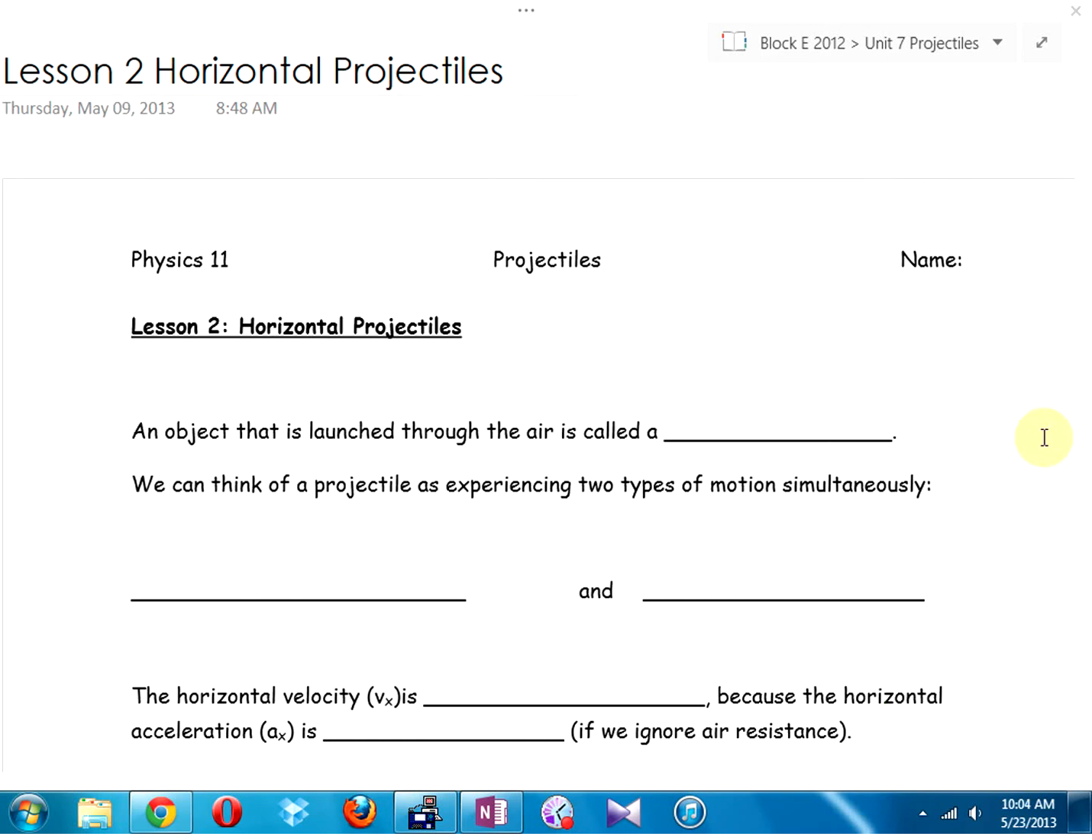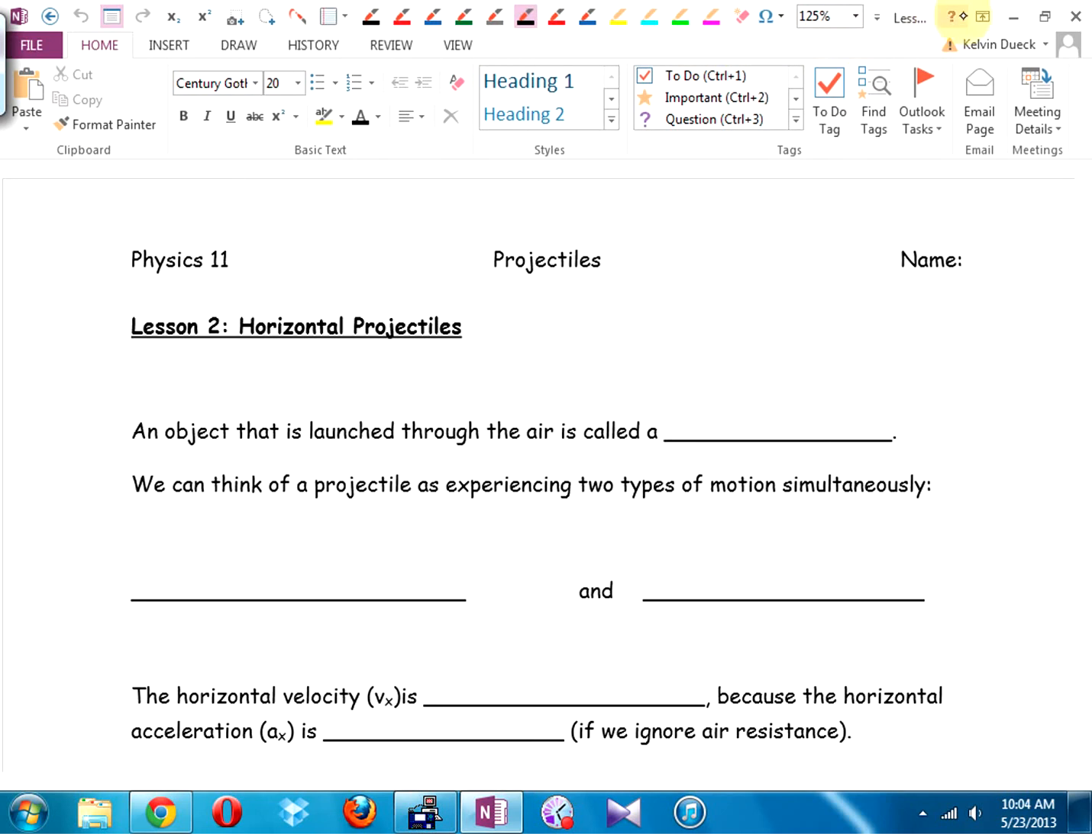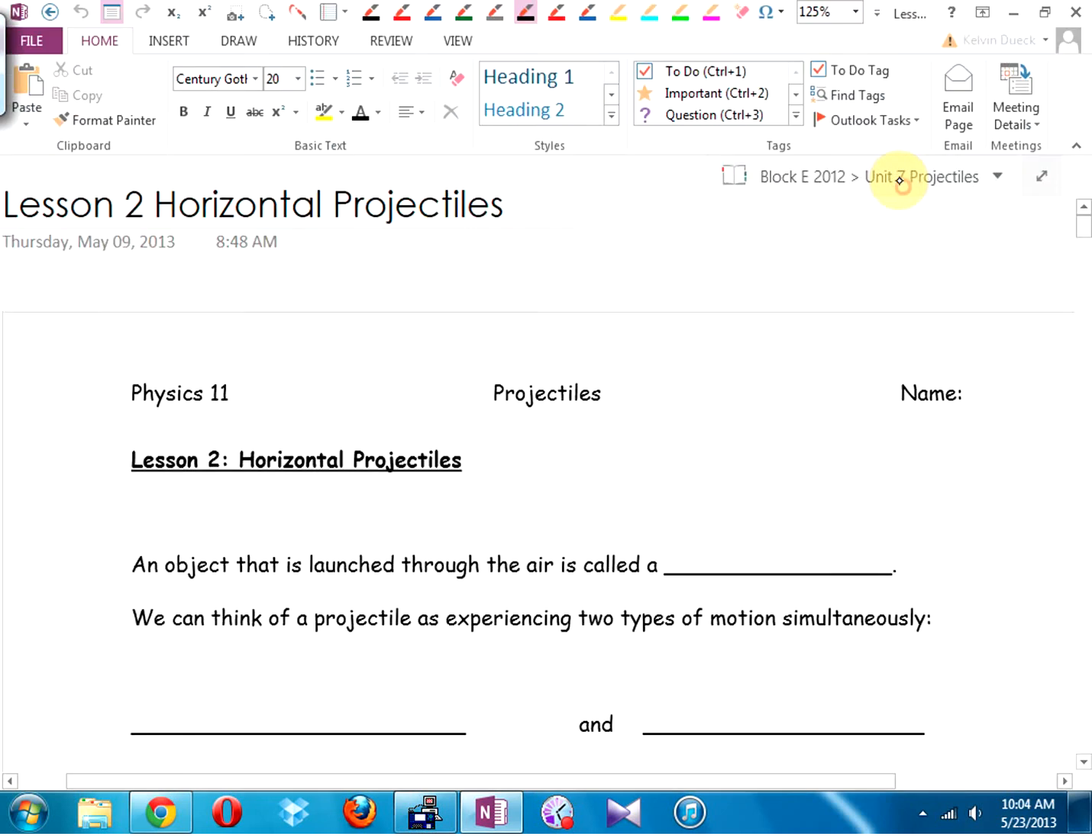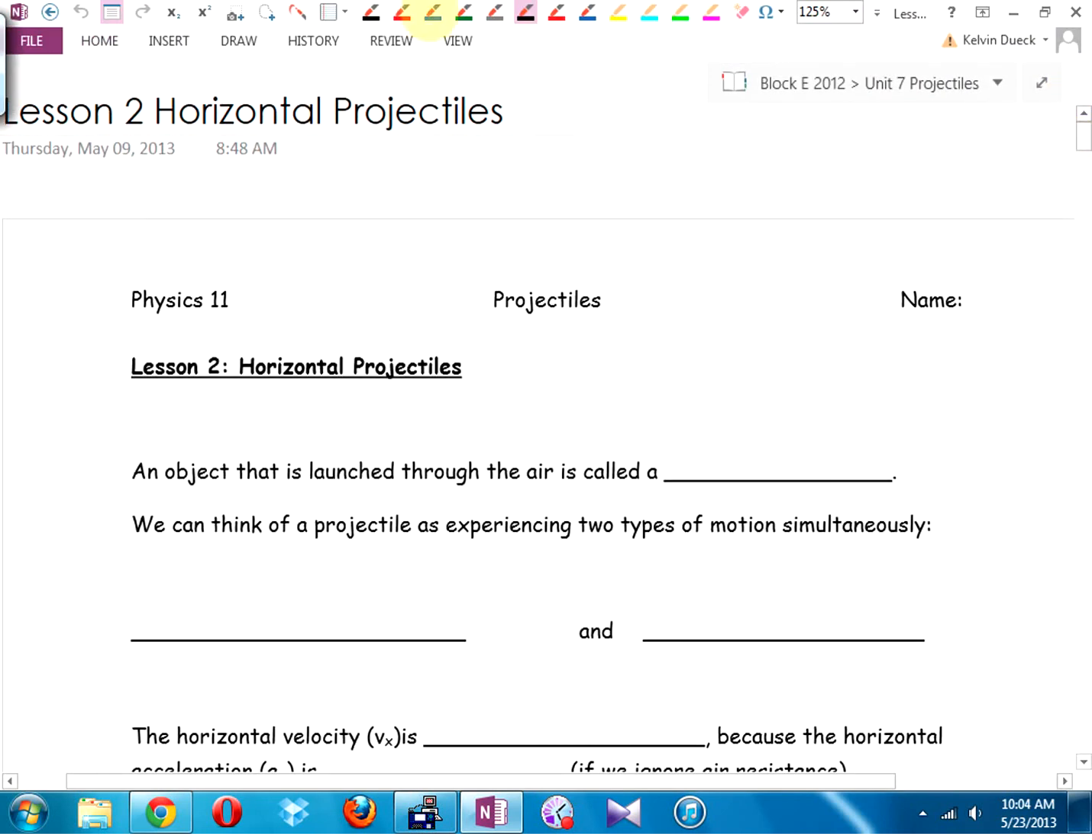Lesson 2, horizontal projectiles. First of all, some terminology. An object that is launched through the air is called a projectile. That's our word for the day. I'll write that in once I get this going. There we go.